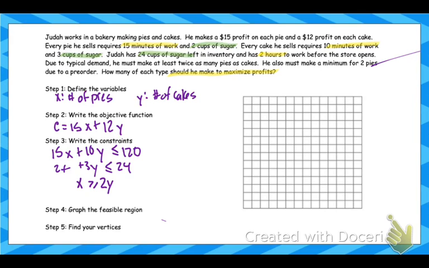So that means now x is greater than or equal to 2y, because the number of pies is going to be greater than or equal to twice the number of cakes. So twice as many pies as cakes. That one can probably be one of the harder ones to write.